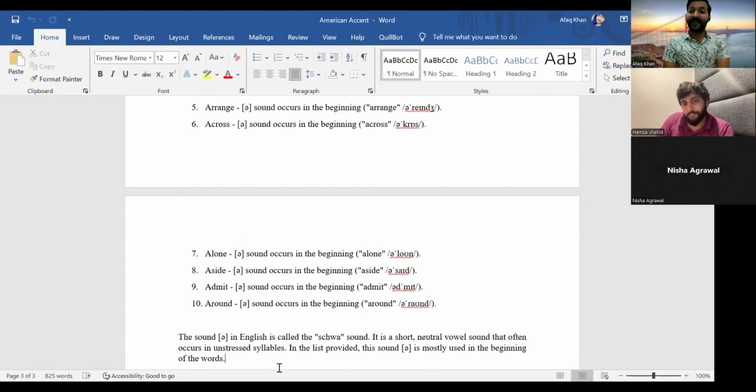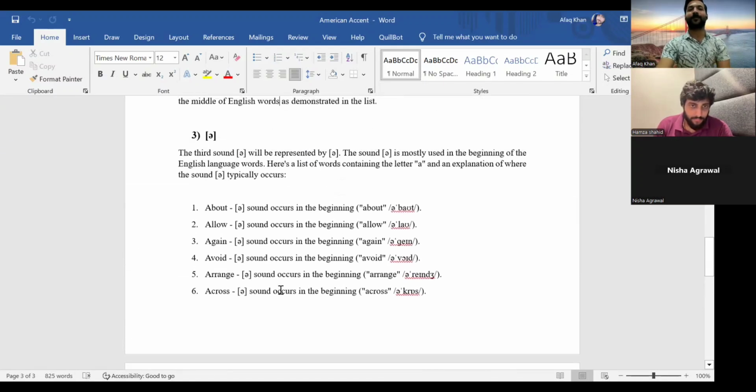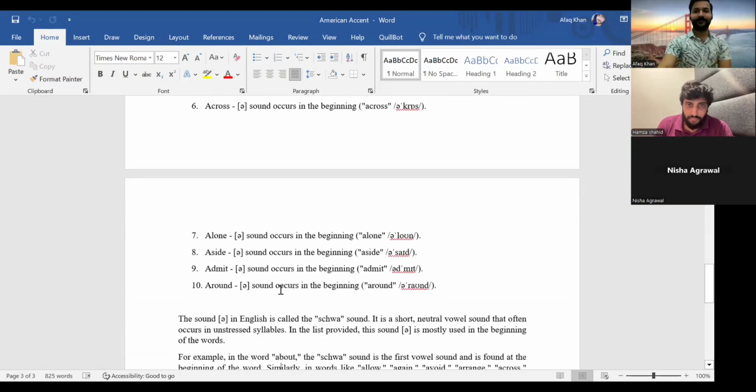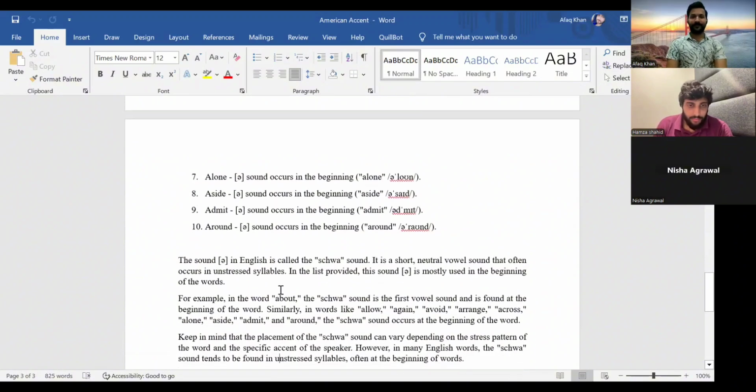So that's how you say the sound schwa, and it is the third sound of the letter A that exists in words, okay? So, do you guys have any questions about this schwa sound right now? No, I don't think so. I guess I accepted this word.